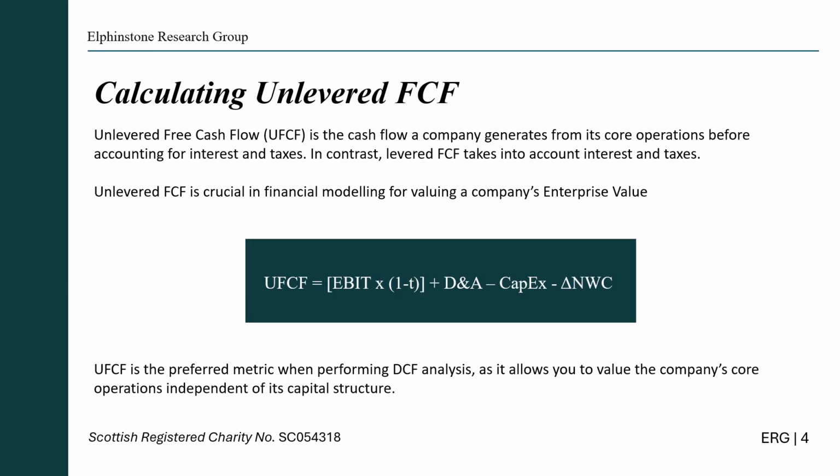In the squared brackets, we start off with the EBIT component, which is earnings before interest and taxes, also known as the operating income, and we take away the taxes. To that, we then add depreciation and amortization, subtract capital expenditures, which is the reinvestment in the business, and finally subtract the change in net working capital. And with that, we obtain the unlevered free cash flow.